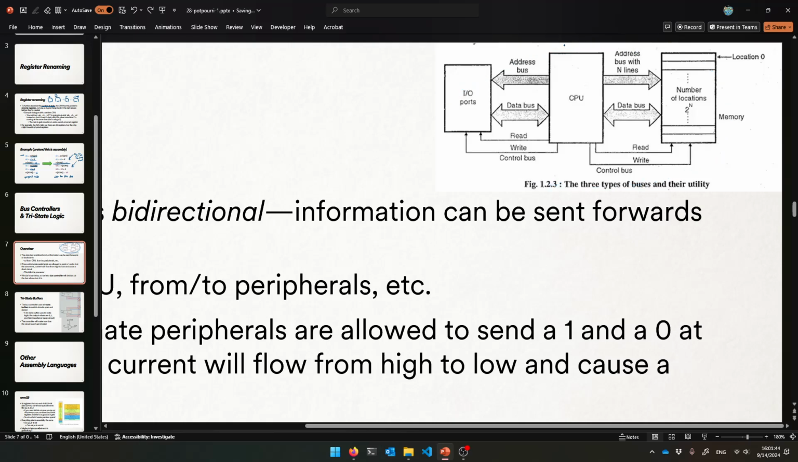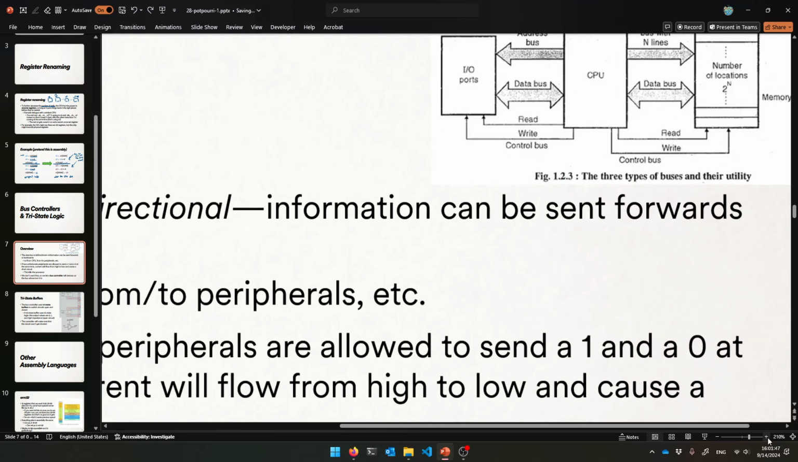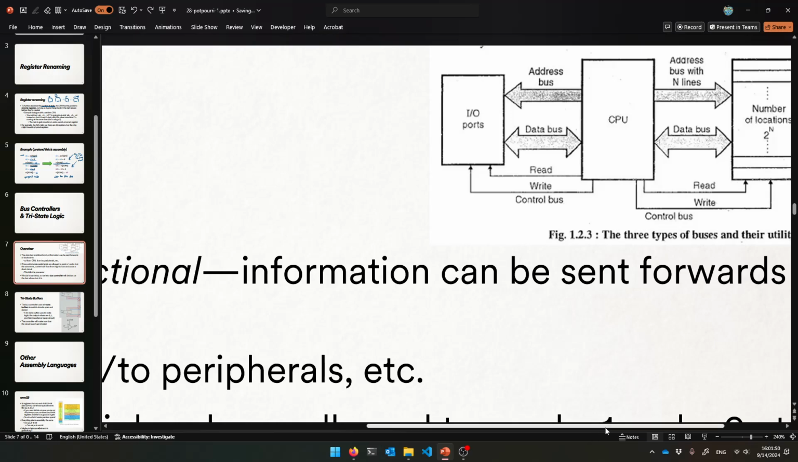Here's another picture of that kind of idea. I guess I need to scroll in even more. Oh gosh, there it goes.